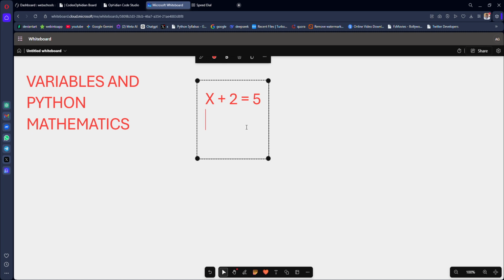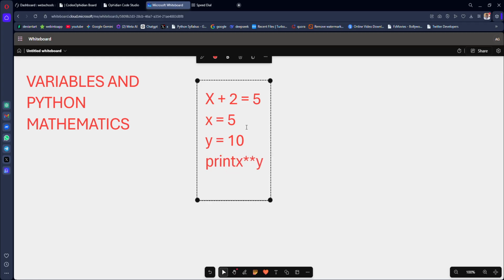Okay, so in this case, we'll define something like x equals 5, and then we can say y equals 10, and then we could do all sorts of things with x and y. Now we could say x raised to power y. In Python, raised to power is given as star star. So x raised to power y, what would that be? We can print that out, and we would have whatever x is raised to the power of whatever y is.